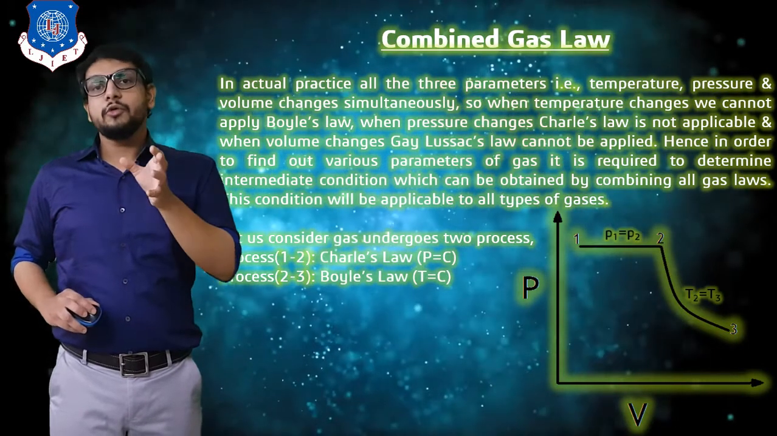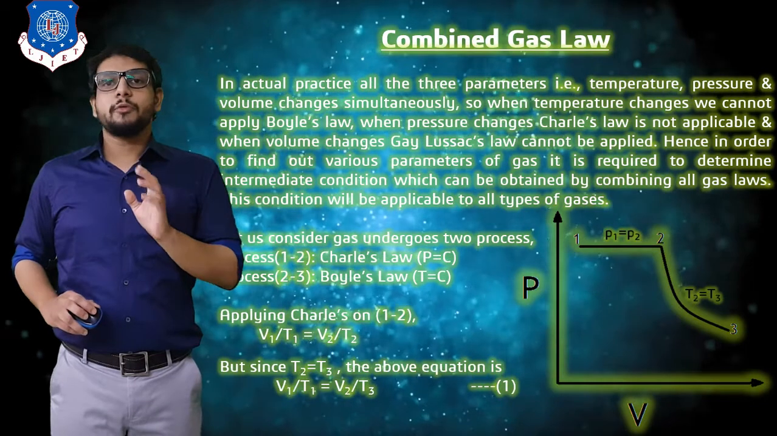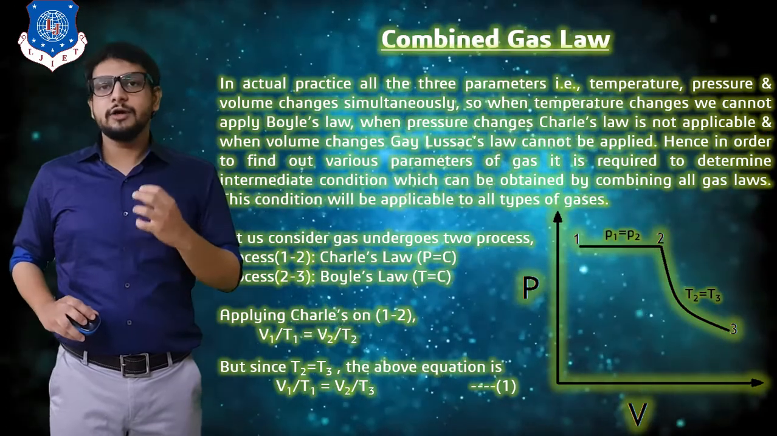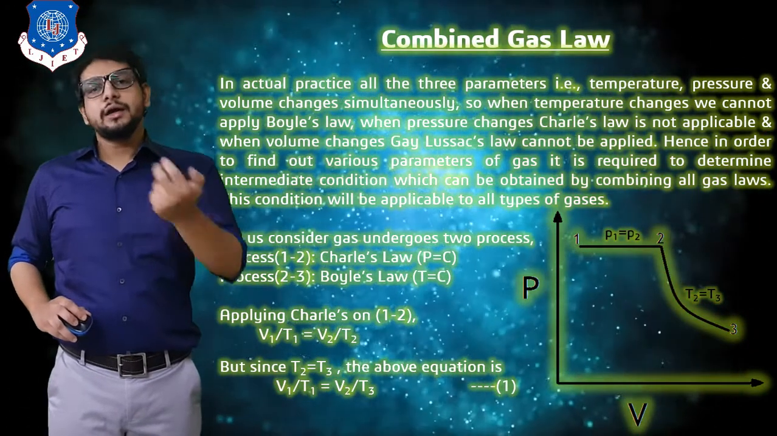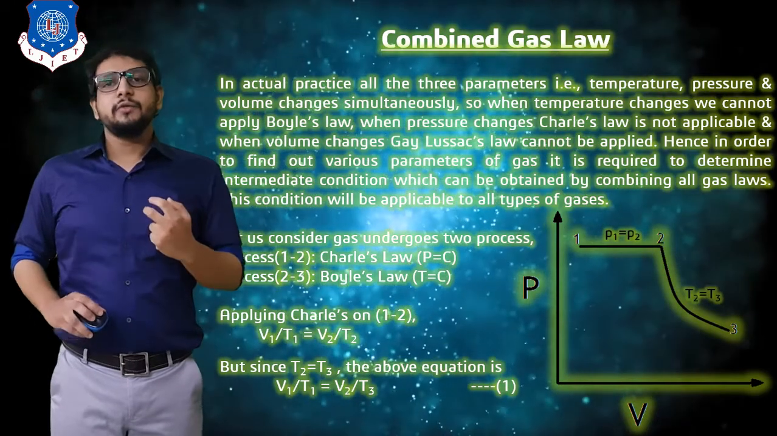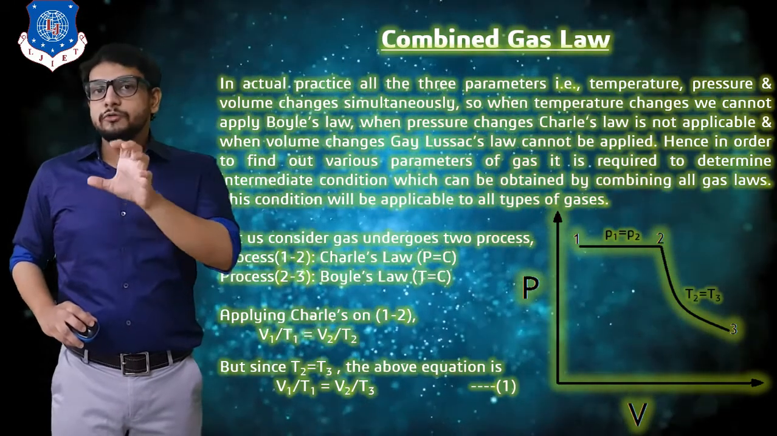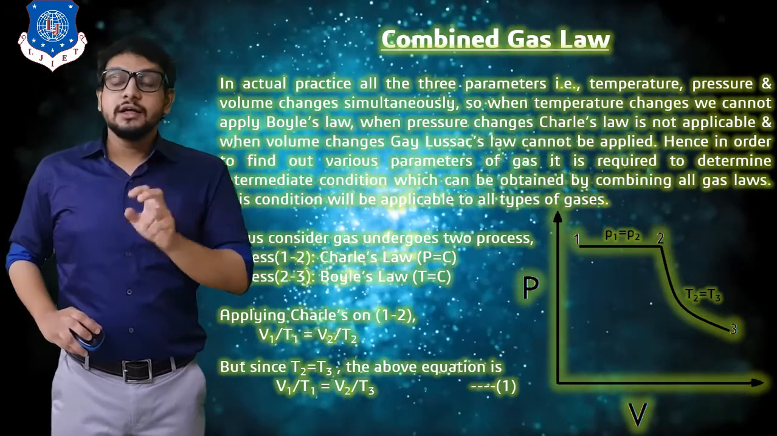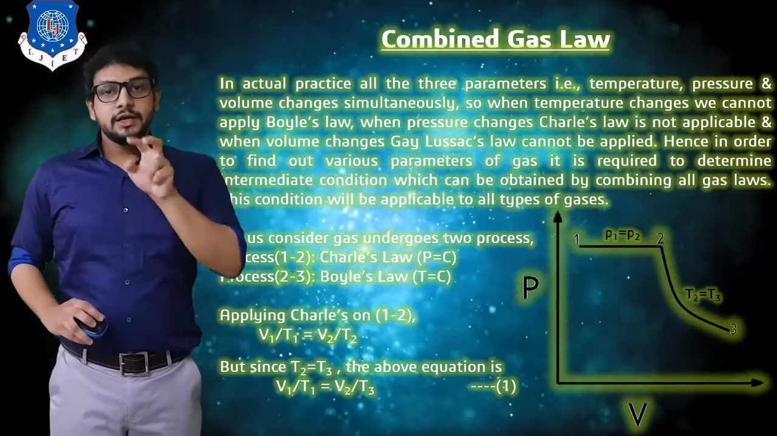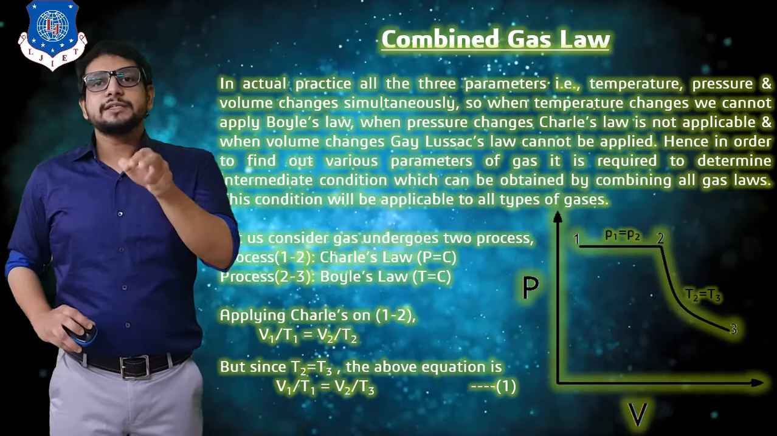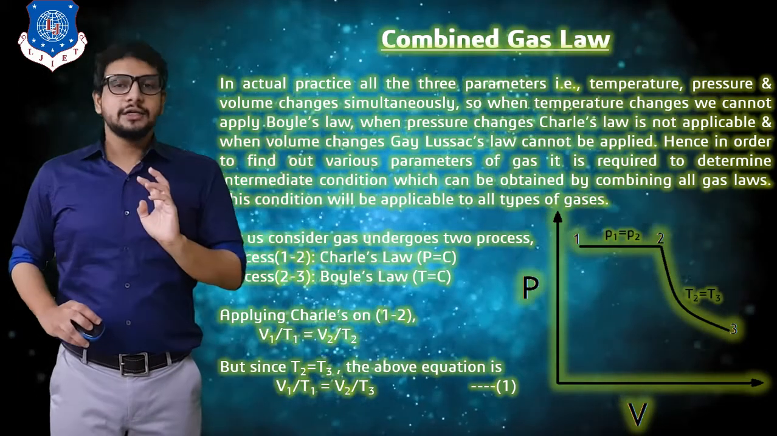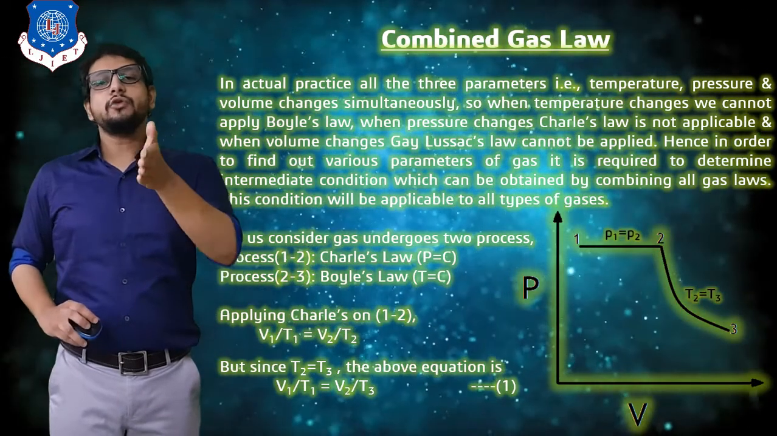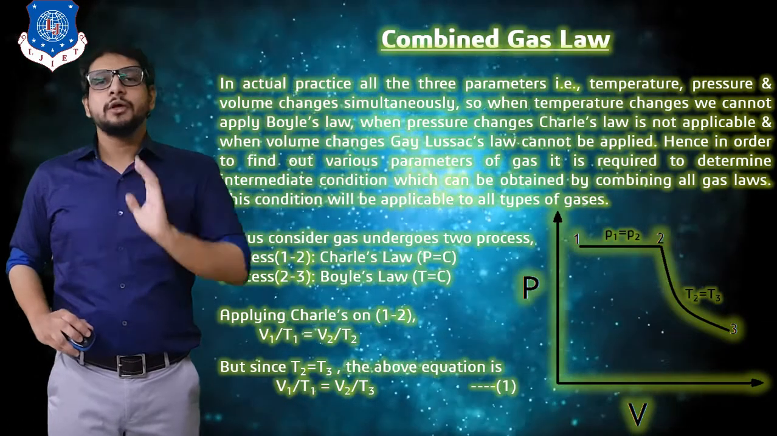First we apply Charles law on our process from state 1 to state 2. What will be the equation according to Charles law? We know that V1 by T1 is equal to V2 by T2. Now, as we need to combine, we focus on our other process, that is Boyle's law. From Boyle's law we get T2 is equal to T3, right? So we can substitute T3 in place of T2 in our Charles law equation. The final equation is V1 by T1 is equal to V2 by T3. Let's say this is equation number 1.